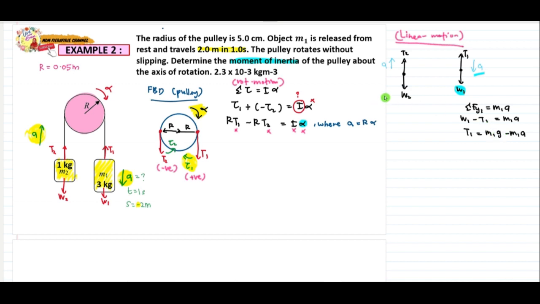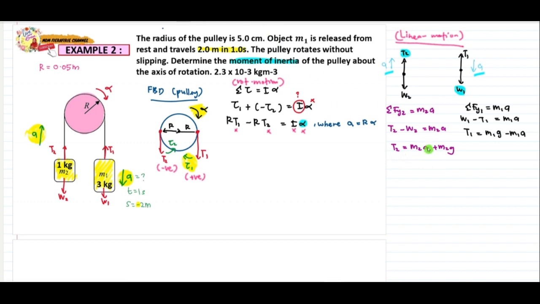Boleh? Okay. So, untuk yang kedua pula, sebelah ini pun sama. But this time, T2 is the same direction with A. So, we will write total Fy2 equal to M2A. And here we have T2 minus W2 equal to M2A. So, T2 is positive since its direction is the same as the acceleration A. Therefore, T2 is equal to M2A plus M2G.